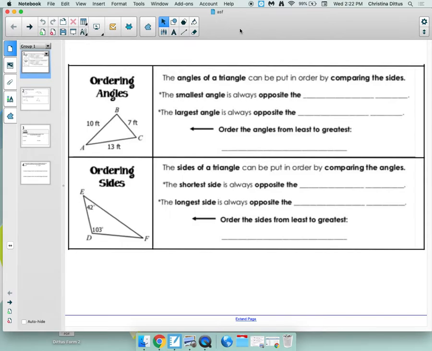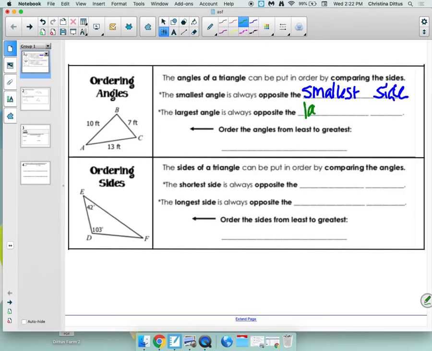This is about inequalities in a triangle. Inequalities are your greater than and less than signs. If I need to order angles from smallest to biggest, there's one thing you gotta know, and it's what number is smaller. Your smallest angle is always opposite your smallest side. Your largest angle is always opposite your largest side.